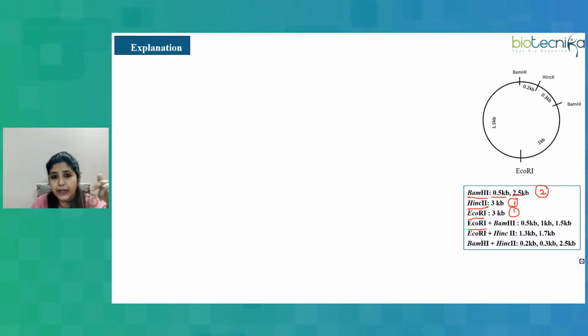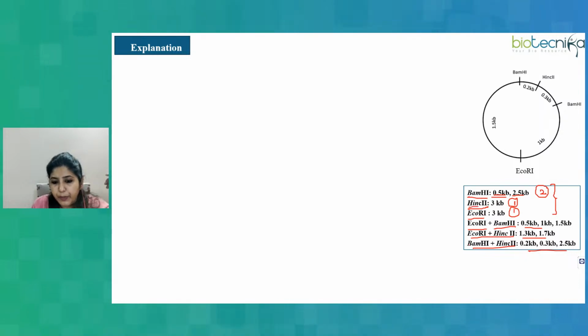Now, when you perform double digestion, that is digestion with two enzymes, EcoRI and BamHI, you are getting 3 fragments. EcoRI and HincII, 2 fragments, and BamHI plus HincII, 3 fragments. So, based on this information, we will draw the diagram. You can see that for BamHI, 2 sites are there. HincII and EcoRI, one site each.